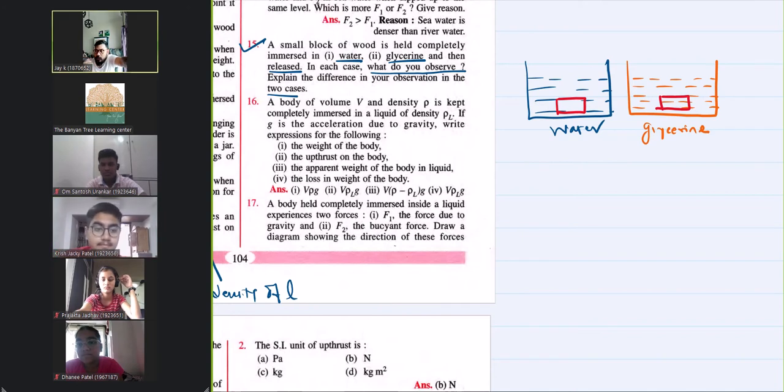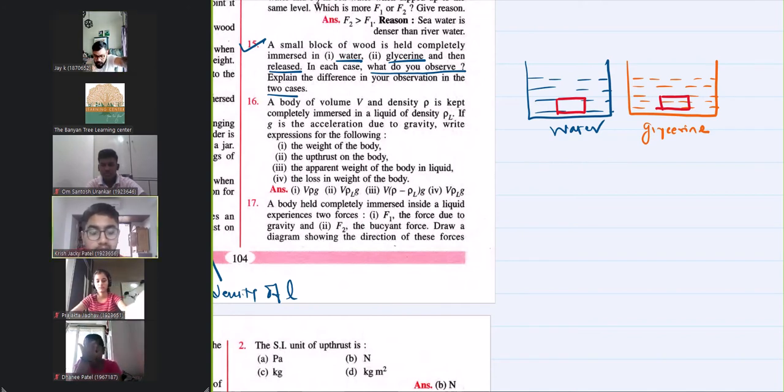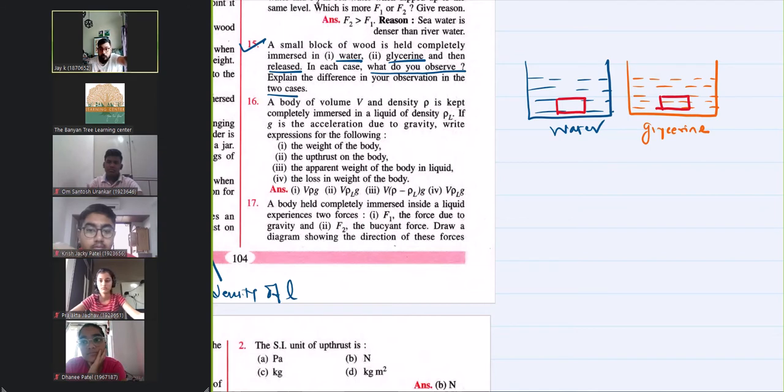Anybody else would like to answer? Yes, Krish? Sir, when we release the wooden block in both the cases, the wooden block will reach the top of the surface much faster in glycerin than water. Very good, very good framing of answers also. In glycerine, the wooden block will reach the surface much faster as compared with water. Why? Because the density of glycerin is much higher than water. For the same reason, the upthrust acting on this block is higher in glycerin than that of water.